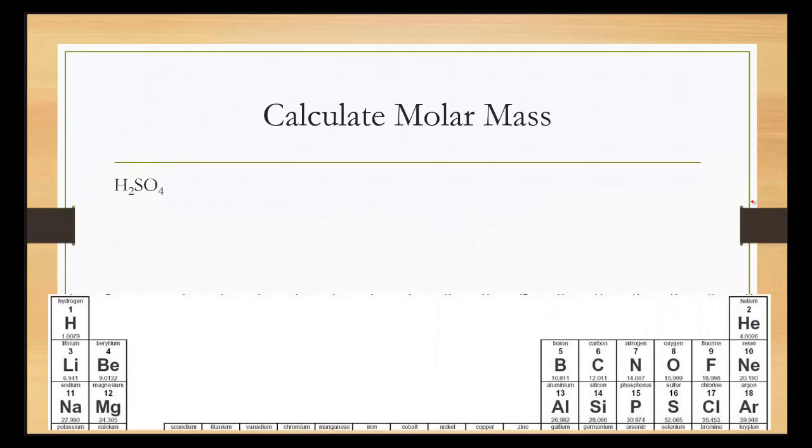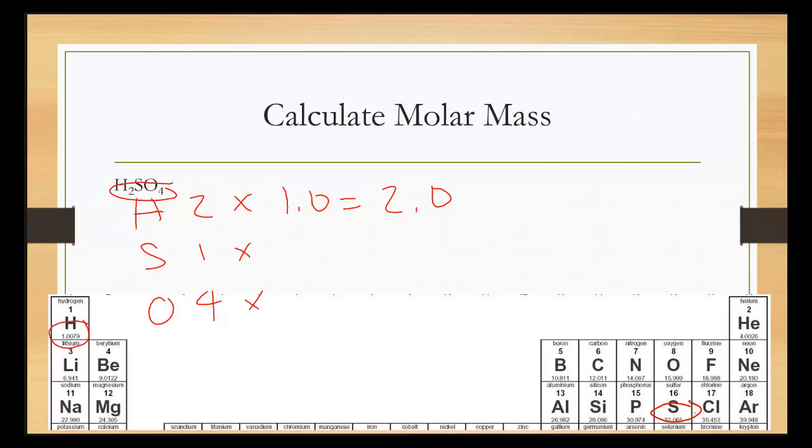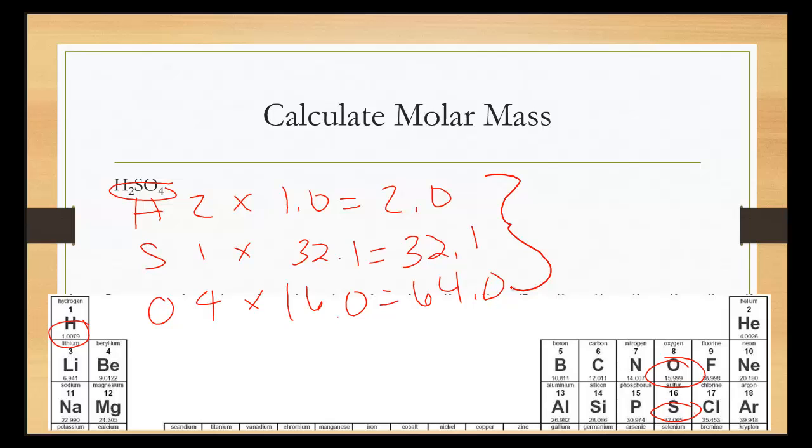Sulfuric acid. We have H, S, and O. We have 2 hydrogens, 1 sulfur, 4 oxygens. I got those numbers right there. Now I've got to look for the masses. Hydrogen is 1.0. So 2 times 1.0 is 2.0. Sulfur is 32.1. 1 times 32.1 is 32.1. And oxygen is 16.0. 4 times 16.0 is 64.0. Add those together, and it comes out to be 98.1 grams per mole.